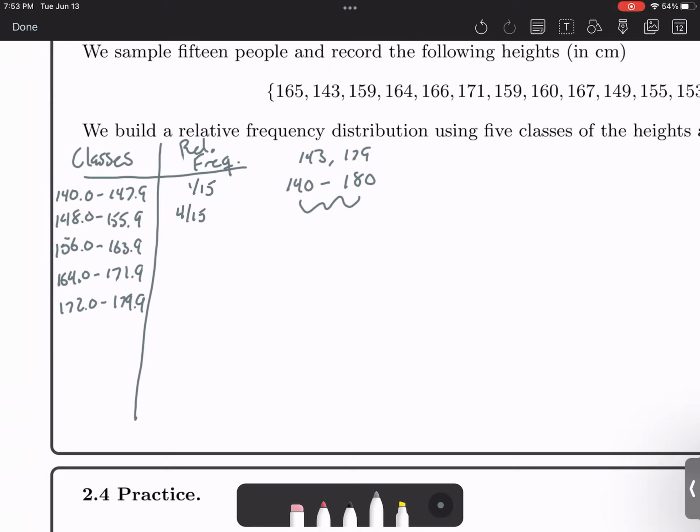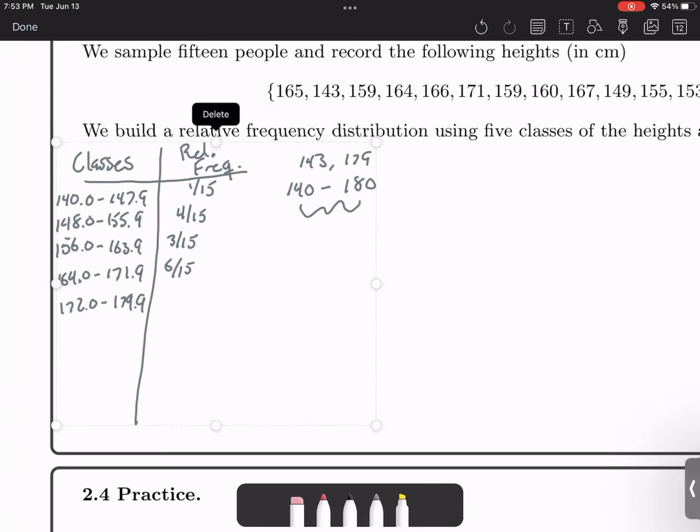Our third class, 156 to 163, how many does that have? We've got 1, 2, 3 of the 15. In the fourth class, 164 to 171, that's going to give us 1, 2, 3, 4, 5, 6 out of the 15. And then 172 to 179, there's only 1. 1 out of 15.